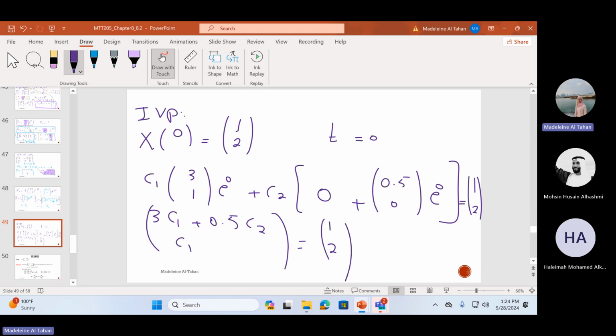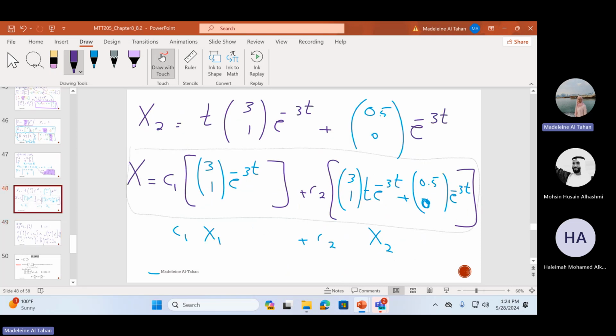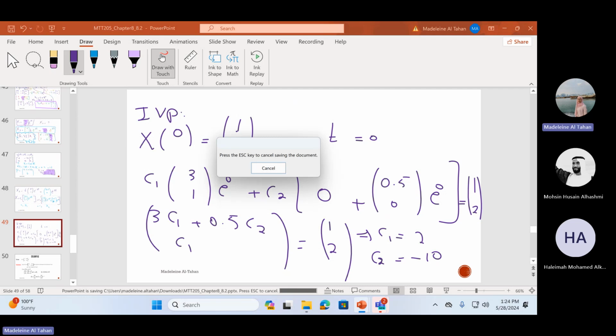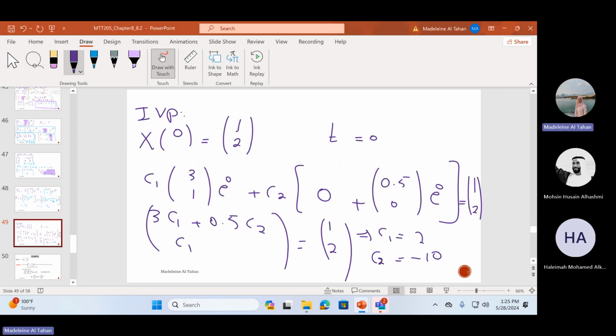Okay, what will be C1 and what will be C2? C1 is equal to 2, and C2, 1 minus 6, -5, we will get -10. What will be our final answer in this case? Instead of C1 here, we'll put 2, and instead of C2, we'll put -10. If we are not given an initial value, do we find C1 and C2? We find C1 and C2 only in case we have an initial condition.